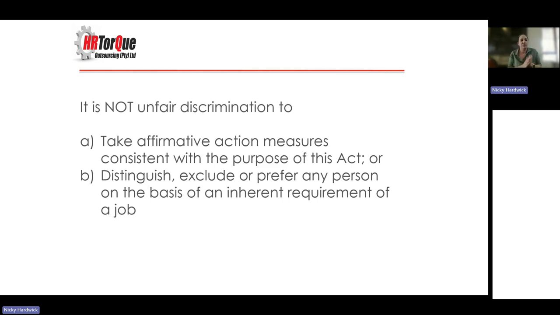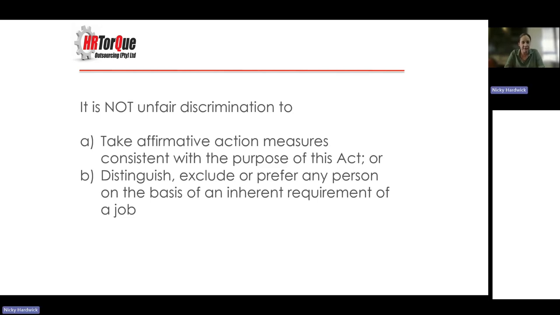Okay. So it is not unfair discrimination to take affirmative action measures consistent with the purpose of this act, or to distinguish, exclude, or prefer any person on the basis of the inherent requirements of the job. So two elements here. One is that if I have an employment equity plan and my plan says that I am going to prefer, for argument's sake, let's just say African males, because that is where I'm underrepresented, when I exclude other race groups in a recruitment process, or I have two people, both equally qualified, and I prefer the one over the other, if it's in my employment equity plan that that was what I was going to do, then it is not unfair discrimination.